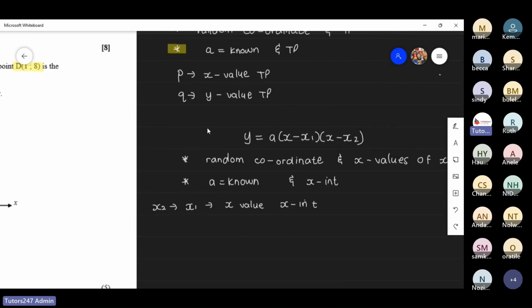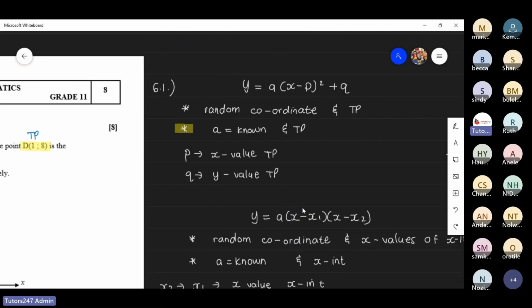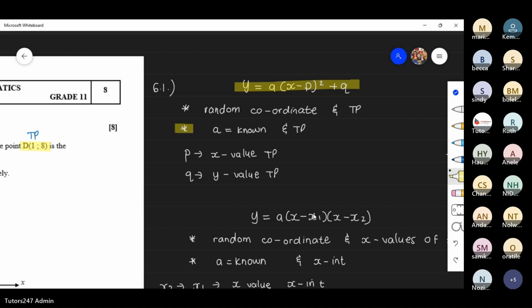So the method we are going to make use of for this particular question is the first method, which is to use the turning point form. Now, how do we choose which method to use? You look at the information that you have and you look at what you need. If what you need matches the information you have, you can then use that particular method. So we are using method 1. Why? Because we have our value of A and we have our turning point. So we have both requirements in order to make use of this method.